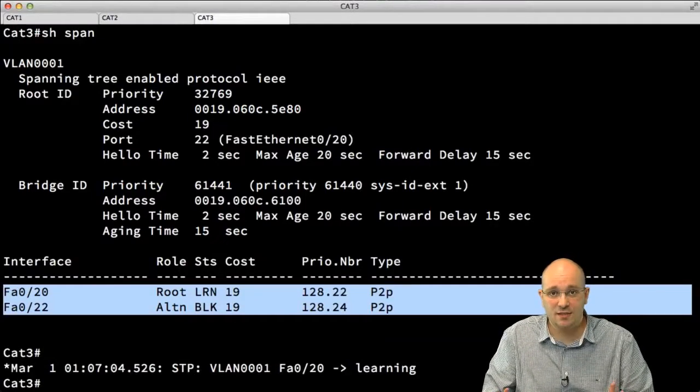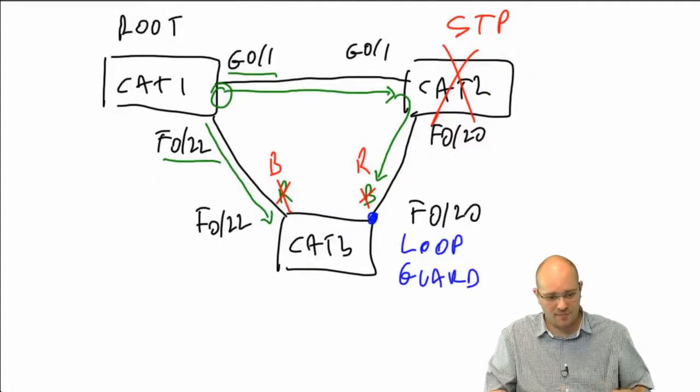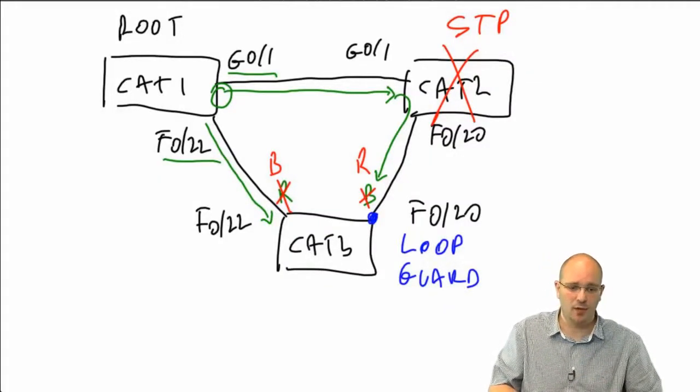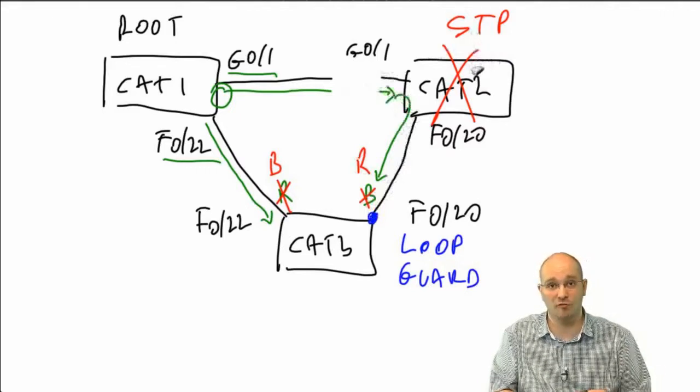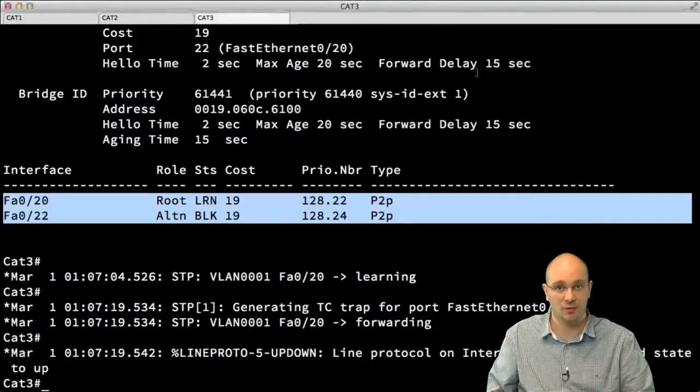Now let's try to make our LoopGuard actually do something in our network. To do that, I'm simply going to shut the link down between Cat1 and Cat2. Now remember, I'm receiving superior BPDUs here from Cat2. With this link being shut down and spanning tree being turned off on Cat2, I'm going to have a sudden loss of BPDUs. But it will take 20 seconds for this to be detected because this is an indirect failure. We have to wait for max age time to expire.